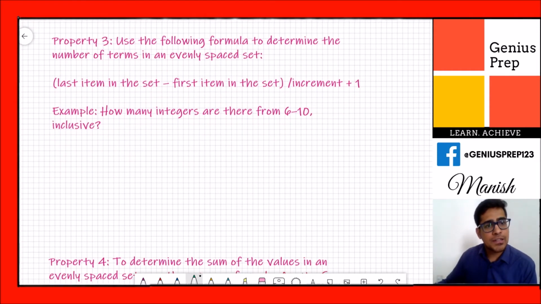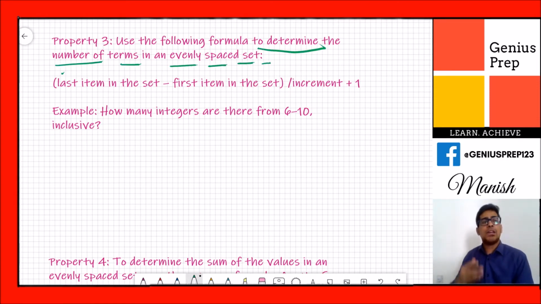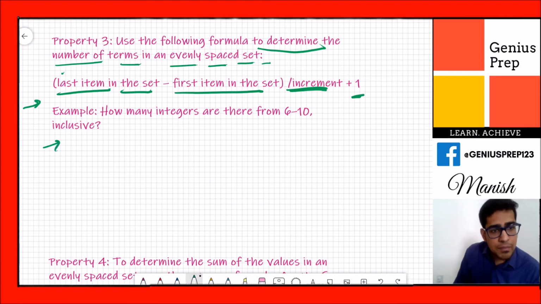So now the third property is useful when you have to determine the number of terms in an evenly spaced set. That means if a series is given to you and they ask you how many integers there are, you use this formula. What is the formula? Last item in the set minus first item in the set, divided by increment, plus 1. Okay, let's take an example and solve this.